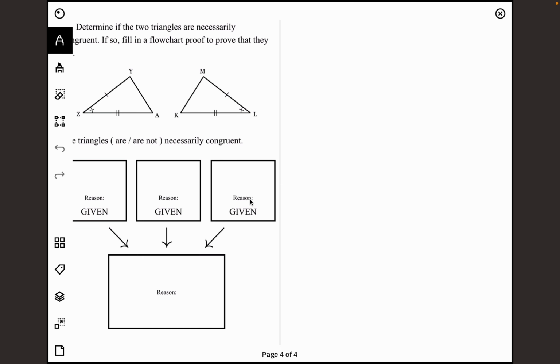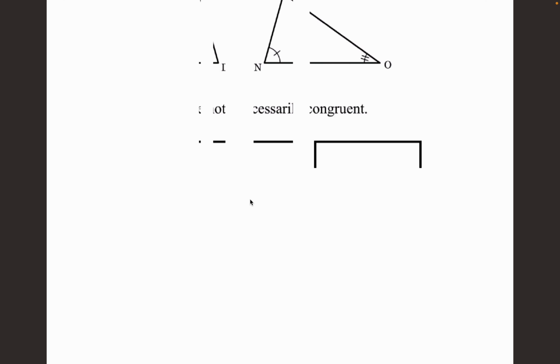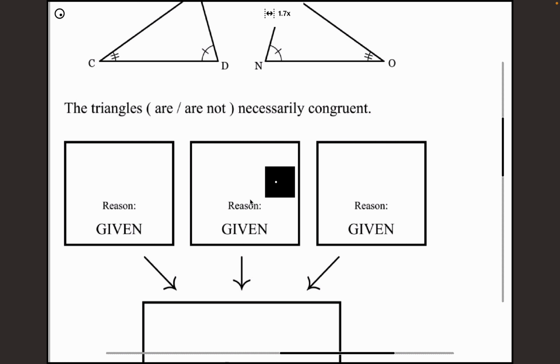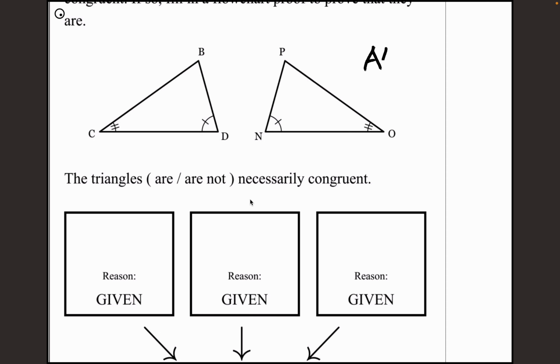Let's not look at that one. Let's look at this one, number 9. These two triangles. All right, what would this be an example of? No, we don't have any sides. How many angles do we have? Just 2. So this is an example of AA.